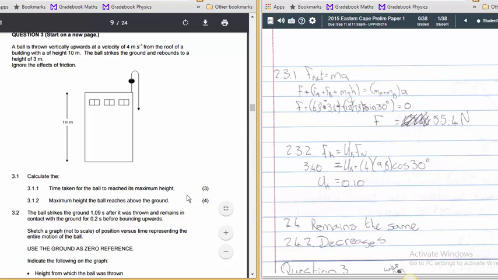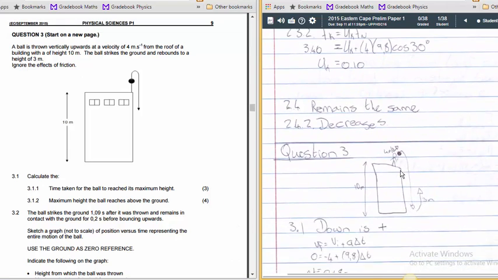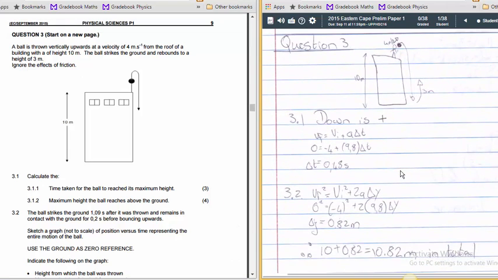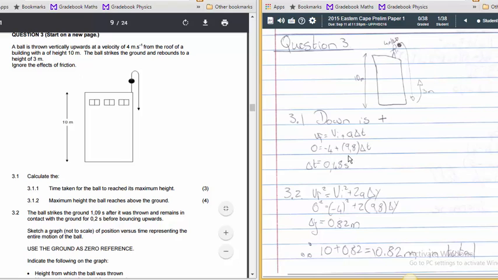So always, the moment you remember maximum height, that's where velocity is 0. So let's see if the student knows that. Okay, your final velocity is 0. He chose -4 as his initial velocity, and so his upwards is negative, his downwards is positive. Beautiful. The time taken for the ball to reach its maximum height, this is beautifully done.